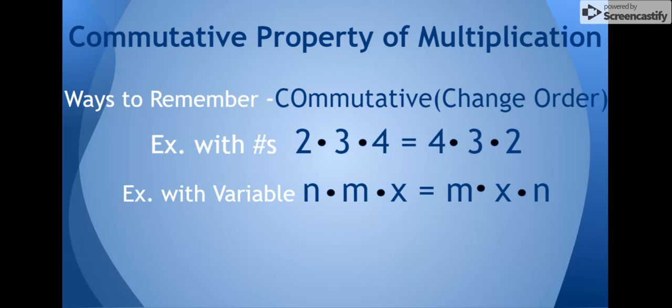The next one is commutative of multiplication, which is again the same numbers, just in a different order, all being multiplied. So 2 times 3 times 4, and then 4 times 3 times 2. Order is changing. Same with the variable, n times m times x, m times x times n. The order is changing.